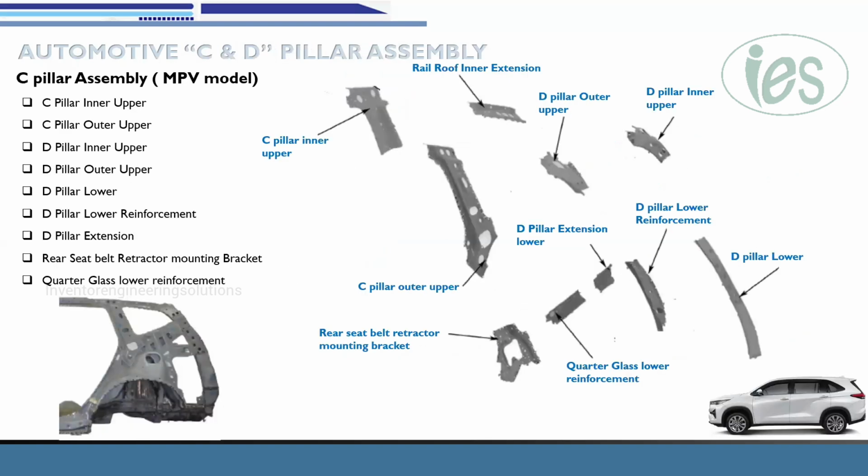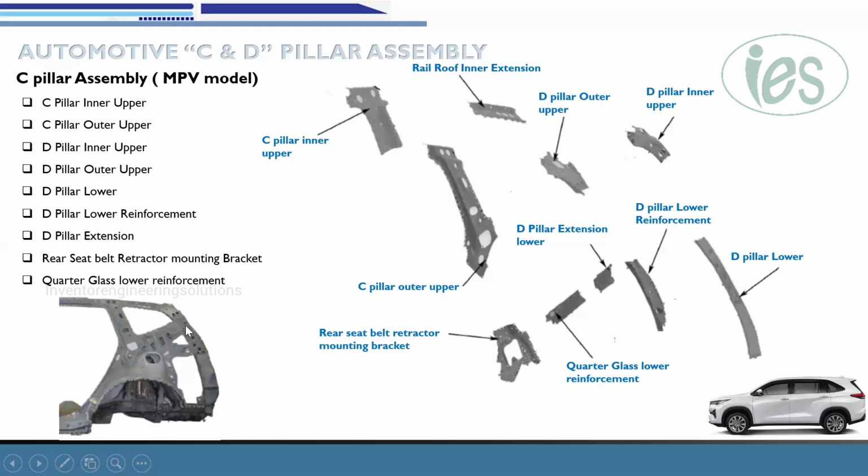And finally, for the MPV model, meaning 7-seater models which have 3 rows, those vehicles have a C pillar as well as a D pillar. Here we have the C pillar upper, inner and outer. Both the inner panel and the outer panel will be there. In the same way, the D pillar also has an upper and a lower. The upper has an outer and an inner, and in the same way the lower has an outer panel and an inner panel.